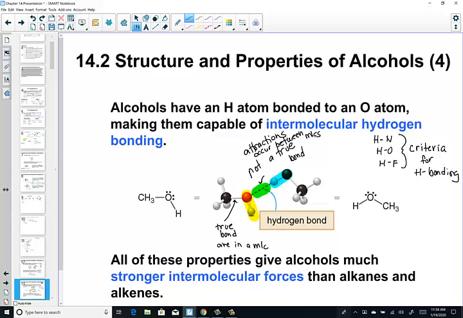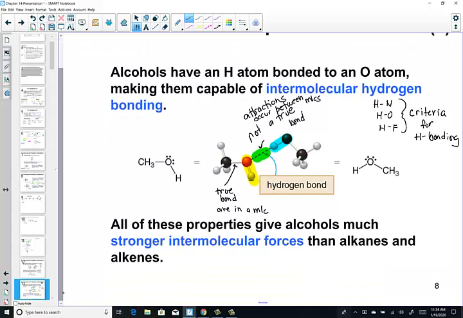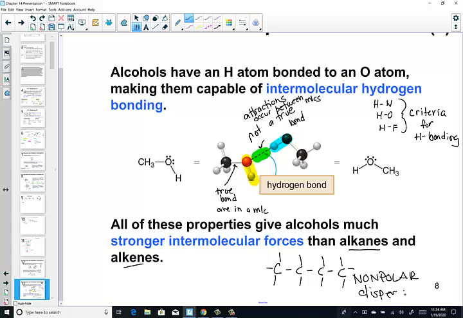So all of these properties give alcohols much, much stronger intermolecular attractions than those boring hydrocarbons we've been studying, known as the alkanes and the alkenes, right? If I just have a long, boring molecule of just C's and H's, nothing interesting there, this is non-polar. Therefore, the only type of intermolecular attractions we said would be dispersion forces. That's very weak. I call it a nice boring molecule.